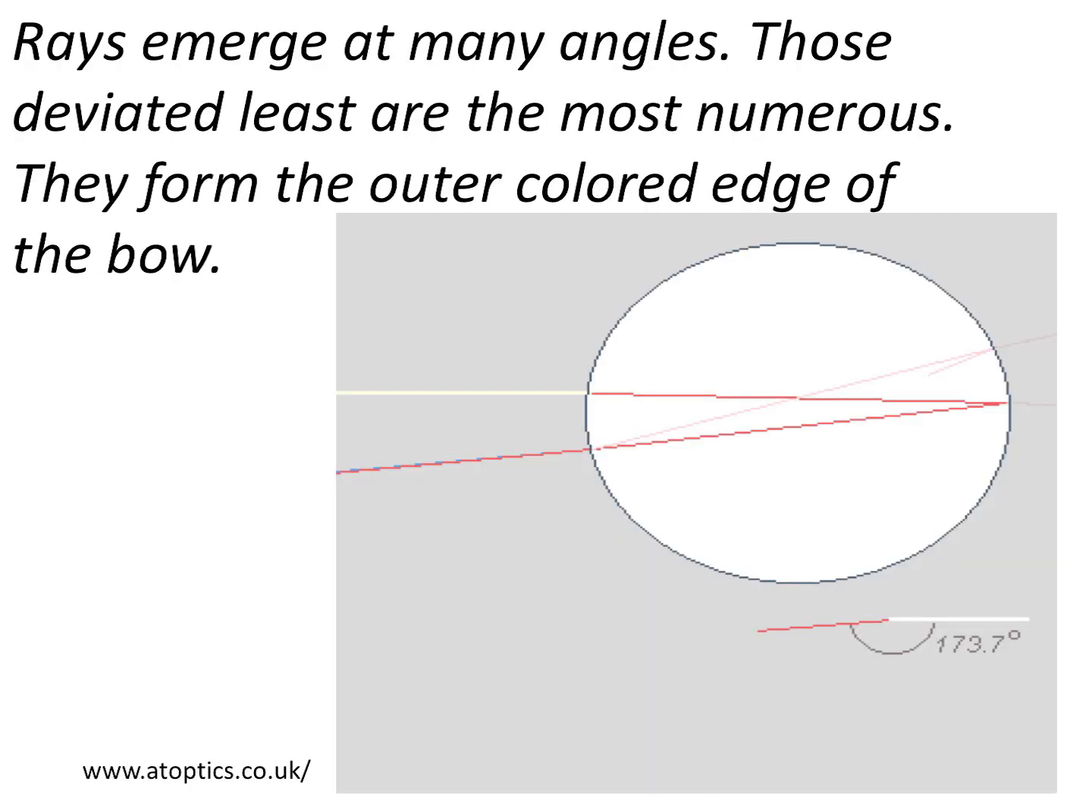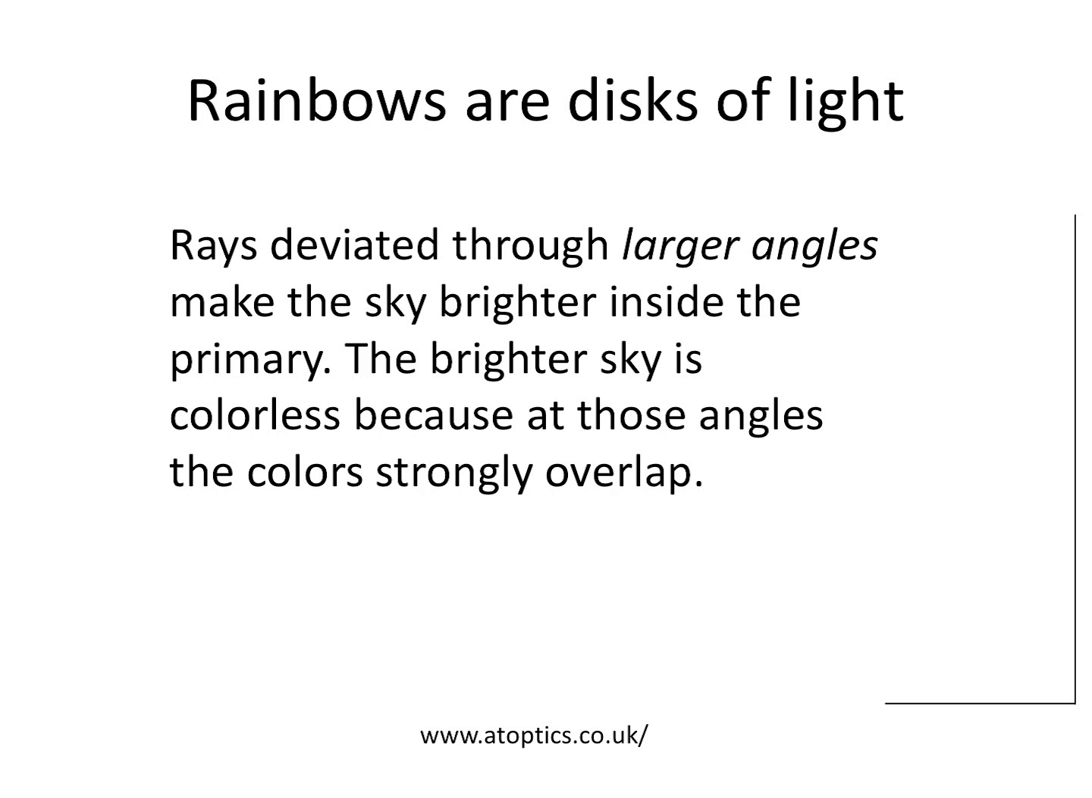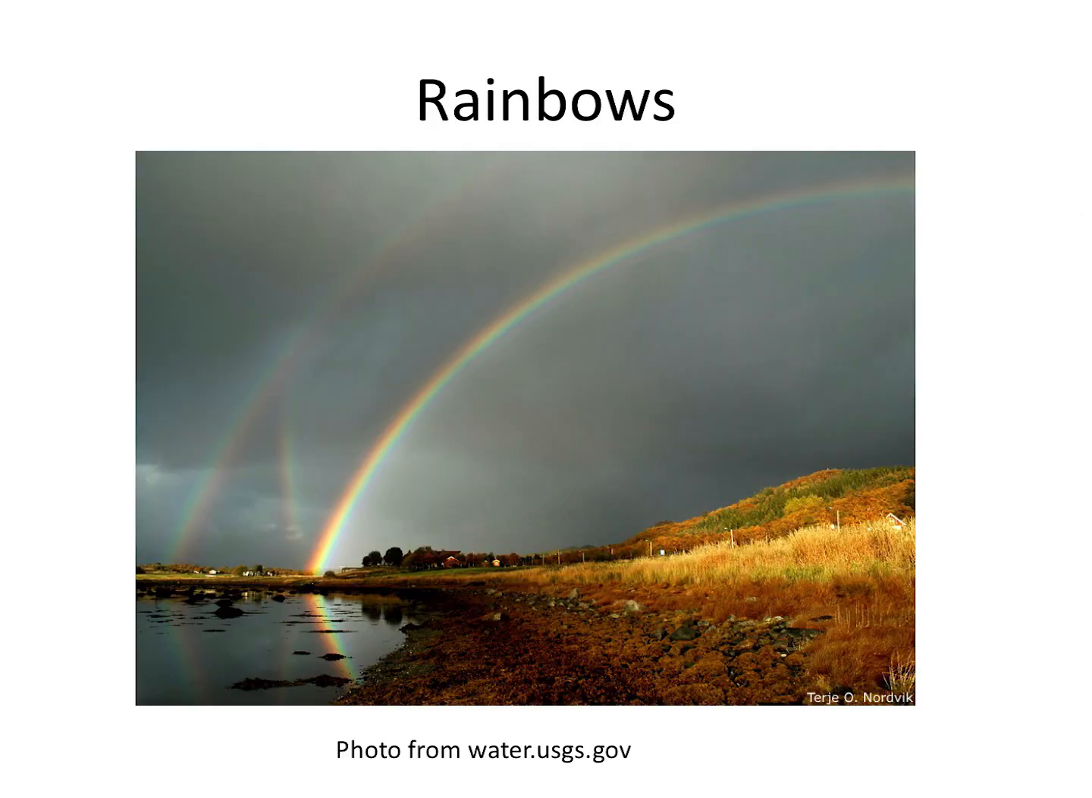Again, all these different wavelengths, as they go through that raindrop and then bounce back out, come out at a different angle. And so the ones that are changed through larger angles make the sky brighter, so that's what creates that bright disk. So here's an example.